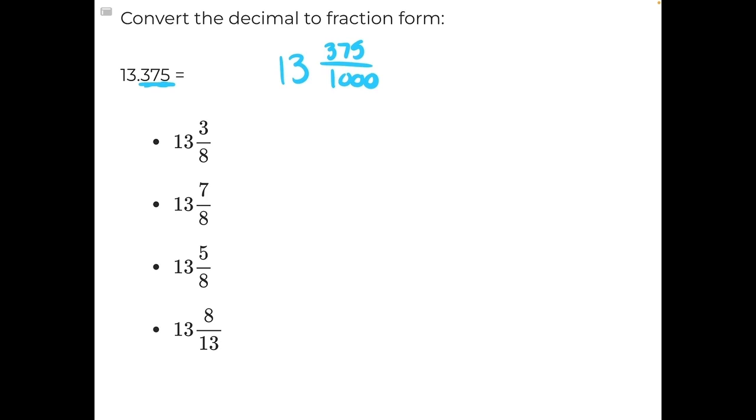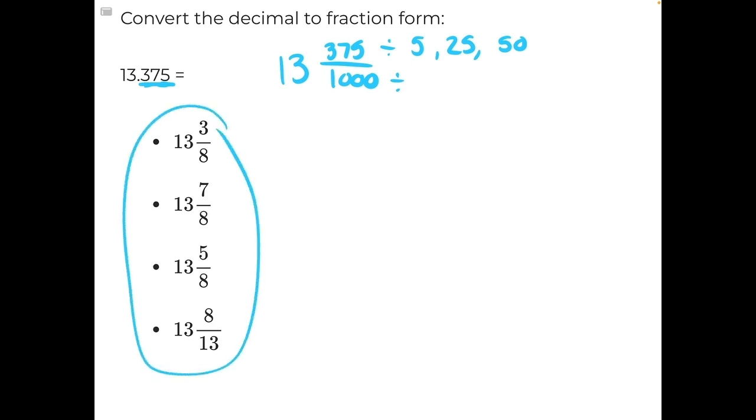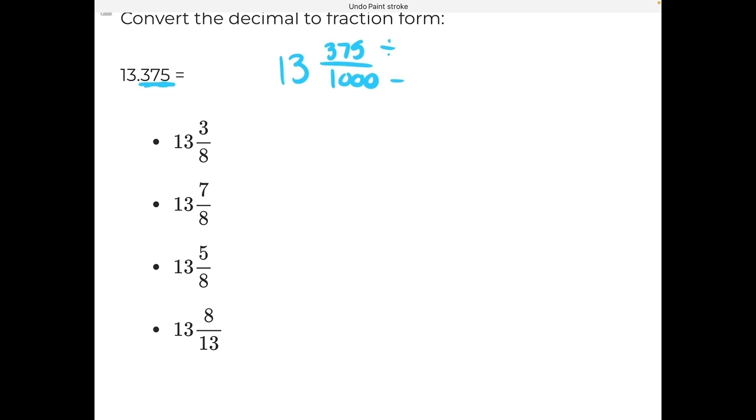But that does not match any of our answer choices because it's far too big of a fraction. It needs to be simplified. So you could divide your numerator and denominator by multiples of 5. You could do 5, 25, 50 until you get it simplified enough to match one of your answer choices, but I'm going to show you a much faster and easier way to do this problem.